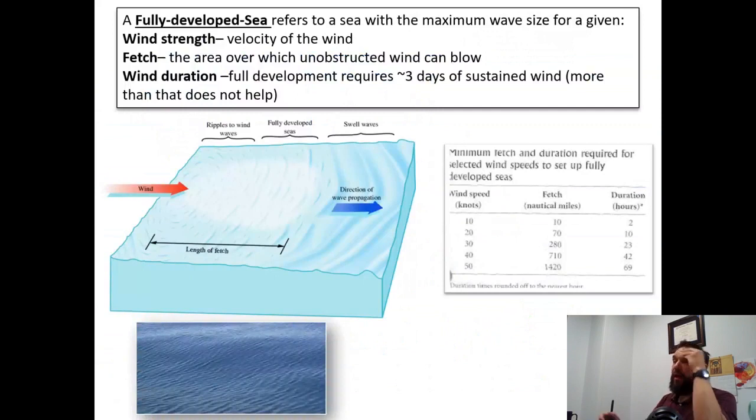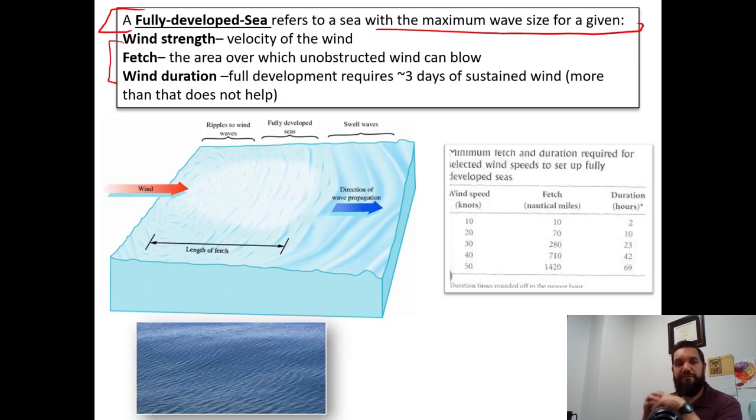Okay, a fully developed sea refers to a sea with the maximum wave height for a given wind strength, fetch, and wind direction. Okay, so the fetch is the area over which the wind is blowing. Okay, the larger the fetch, the larger the waves you can get. Wind duration is how long the wind's blowing for. Wind strength is just the velocity of the wind.